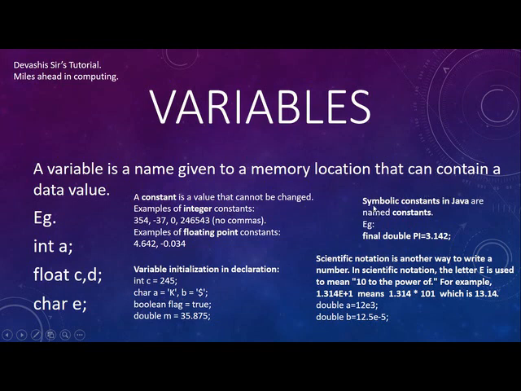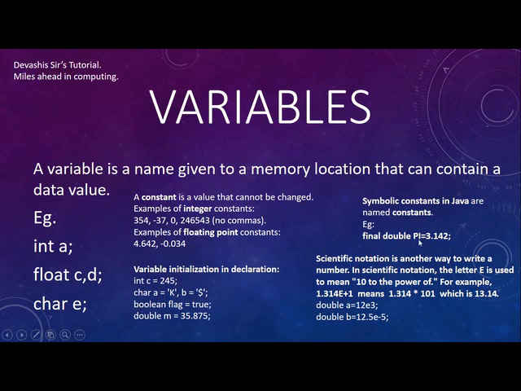a constant, we call it a symbolic constant. Symbolic constants in Java are named constants. That means instead of constants which you can see over here, these are fixed numbers or fixed letters, these are named constants. That means, in other words, these are variables whose value cannot change. So how do we do that? Final double pi equal to 3.142.